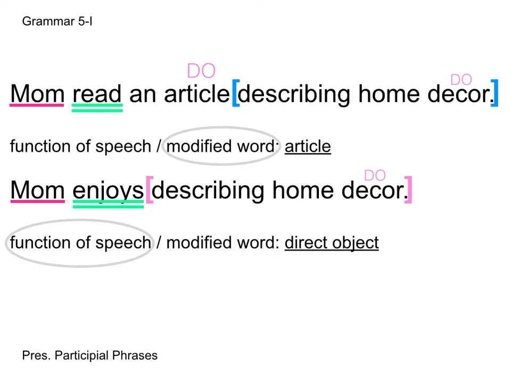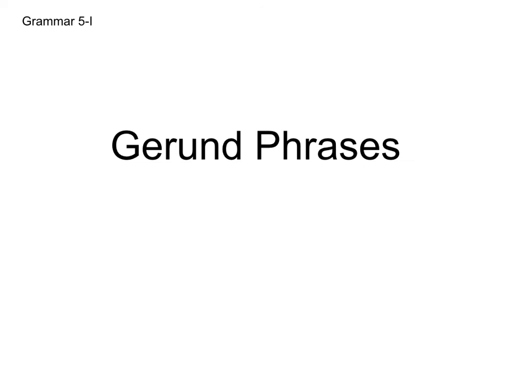identifying the parts of the sentence, the functions of the words, and then identify the function of the phrase or whatever it's modifying. Or you can do vice versa. If you think identifying the phrase and what it's doing in the sentence is easier, then do that first and then identify the parts of the sentence. But like I said, I think finding the subject and the verb first helps me identify what that phrase is doing in the sentence. So now we can go into gerund phrases.